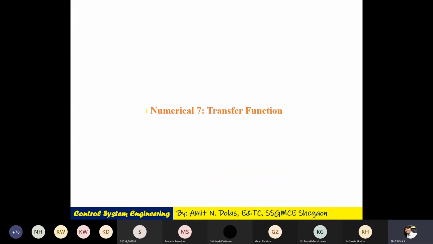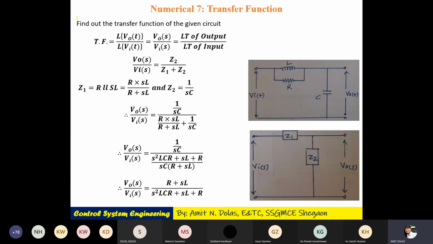Going to the next numerical, that is numerical number 7. Find out the transfer function of the given circuit. You can see just some changes are there. It is also an RLC circuit, where in this branch we have resistance and inductor in parallel and the capacitor towards the output. So again Z2 upon Z1 plus Z2 is the transfer function, where Z2 is simply 1 by SC, which is the V of S, and Z1 is the parallel combination. So it will be R into SL divided by R plus SL. So Z1 is the parallel combination of this.